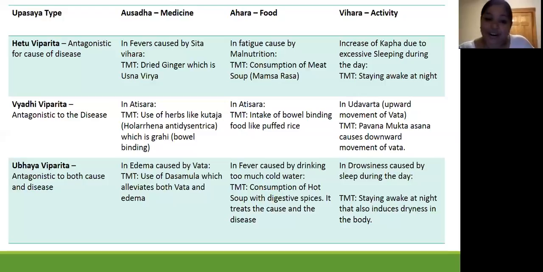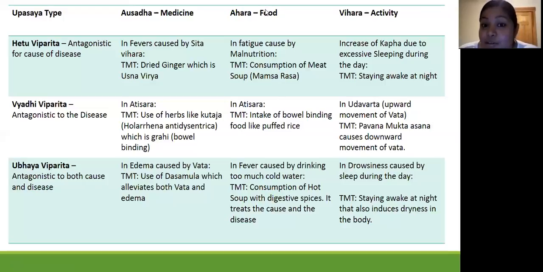So here, again, this indicates how important it is for us to constantly reassess what is happening in the person and what is the most appropriate at that particular time or at that particular stage. Okay? So this is an example of a medicine that is antagonistic to the disease.